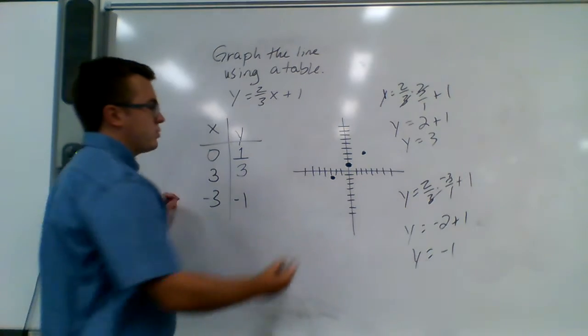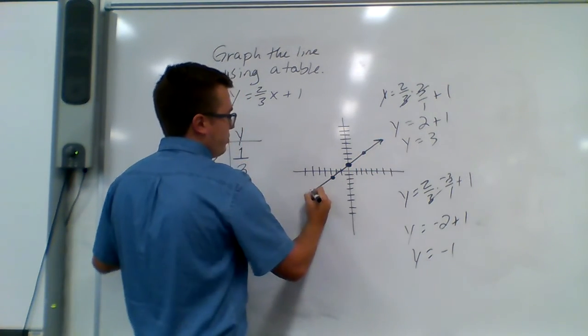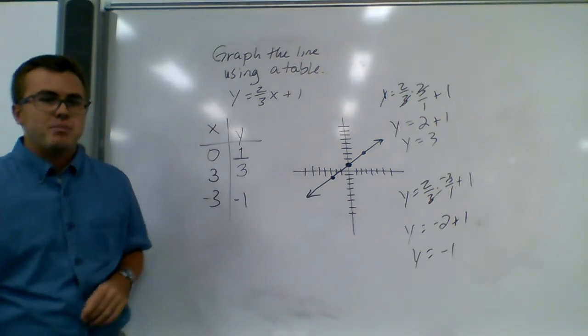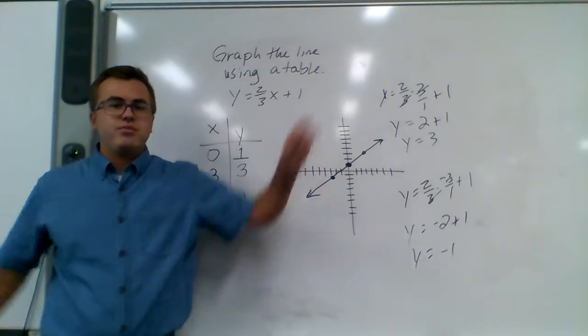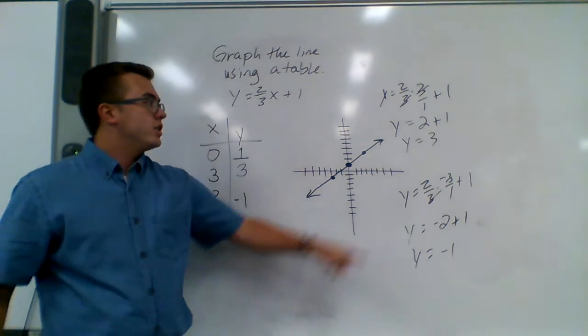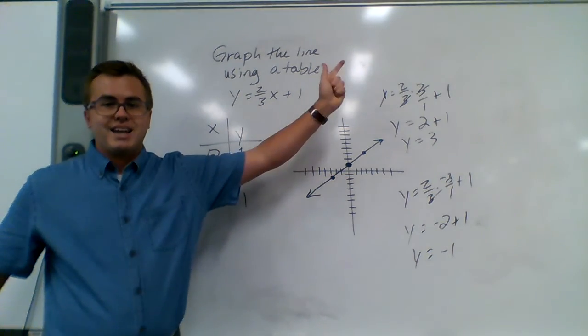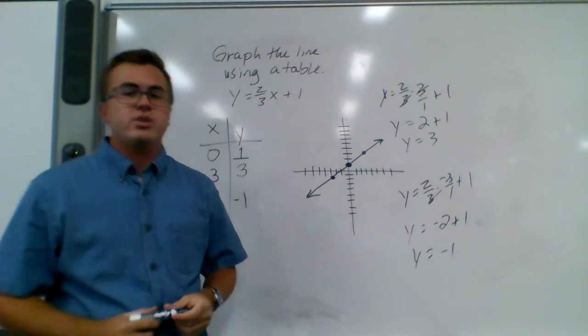Now I've got enough points where I can go ahead and connect the line. Make sure you put arrows on both ends. That means that the line extends infinitely in both directions. If you don't put the arrows on the ends, you're saying that it stops right there. And linear functions, they extend infinitely in both directions.